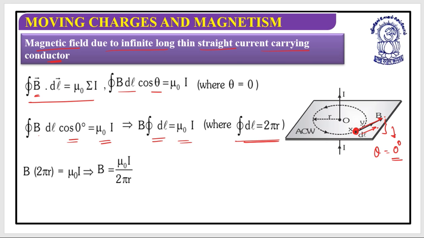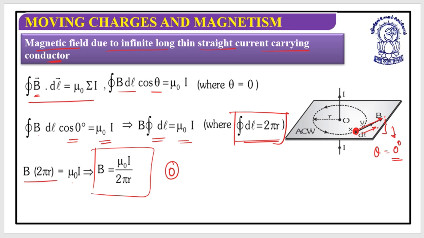As we discussed in the very first slide, the line integral of dl equals 2 pi r, so B into 2 pi r equals mu naught into I. So B could be written as mu naught I by 2 pi r, outside the plane. I hope this is clear. Is it clear?